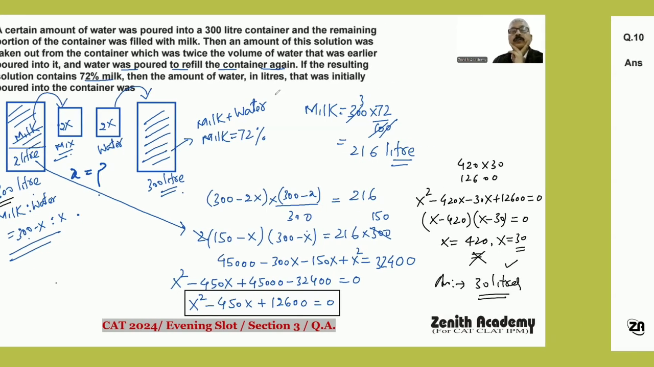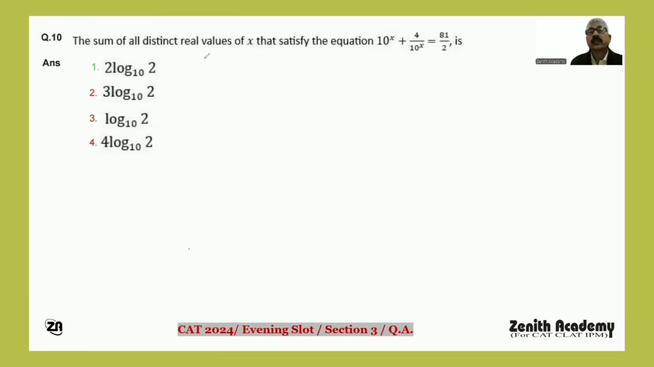This is the answer of this question. Question number 10. The sum of all distinct real values of x that satisfy the equation 10 to the power x plus 4 upon 10 to the power x is equal to 81 by 2. So here, 10 to the power x plus 4 upon 10 to the power x is equal to 81 by 2.